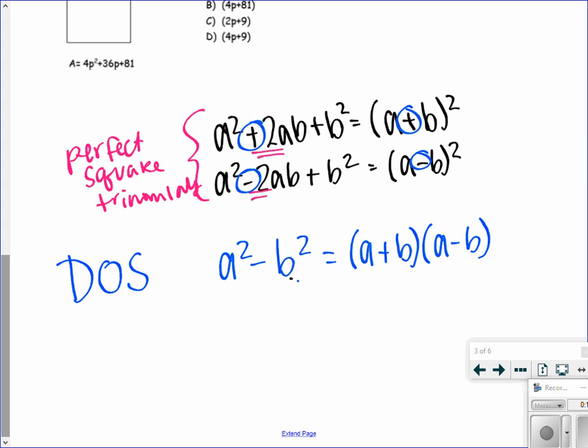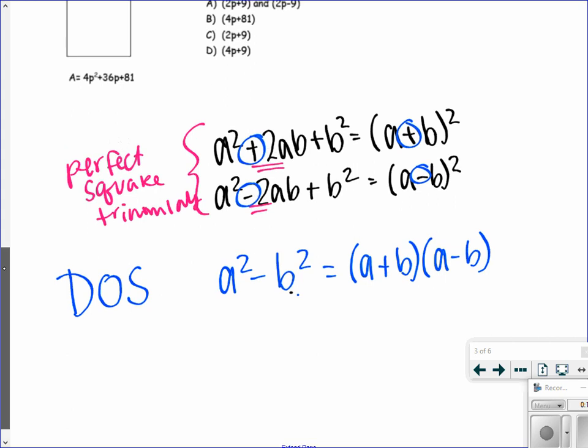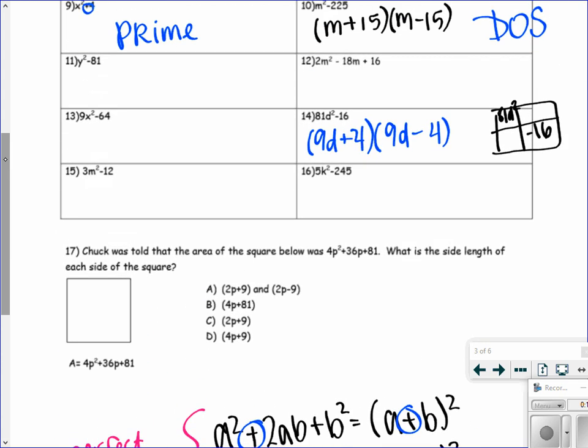Number 12, is that the question? Okay. What do you do first for number 12? Divide everything by 2? And that means it's m squared minus 9m plus 8, right? Are the first and the last terms perfect squares? Okay, then go back to factoring. Is it factorable? This would be considered the easy factoring problem because there's nothing in front of the m squared. Are there numbers that multiply to give you 8 but add up to negative 9?